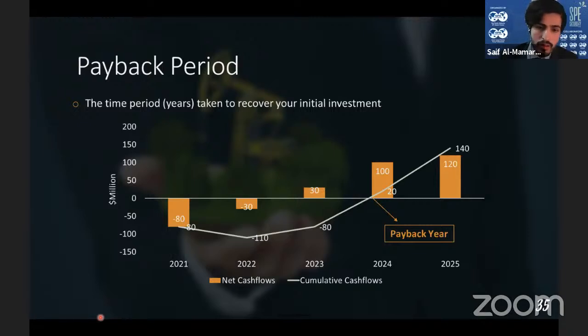So what you'll do, you'll take the cumulative cash flow of 80 divided by 100, you get 80%, and multiply it by the 12 months. That will give you roughly 10 months. So in this example, it'll be 1 year and 10 months.